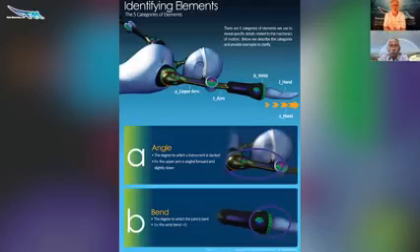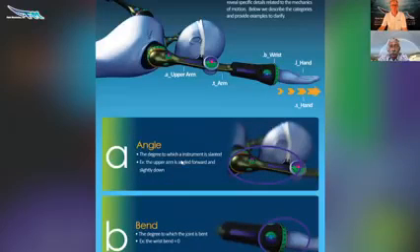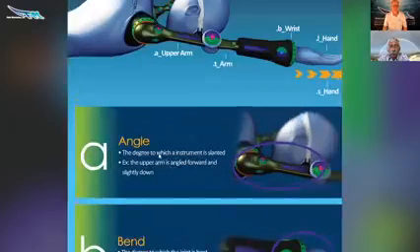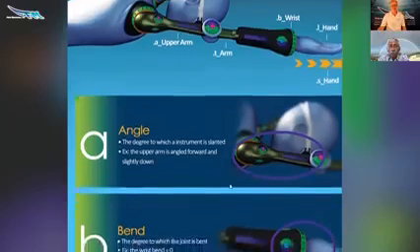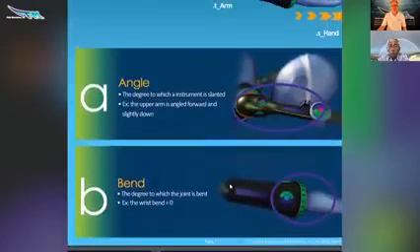One of the elements that we're going to be looking at is called angle. The other one that goes hand in hand a lot of times is bend. So let's zoom in. The way we describe it, angle is the degree to which an instrument, like an upper arm, a forearm, or the hand, is angled, like forward and slightly downward. Then bend is the degree to which a joint has bent, like a wrist bend.